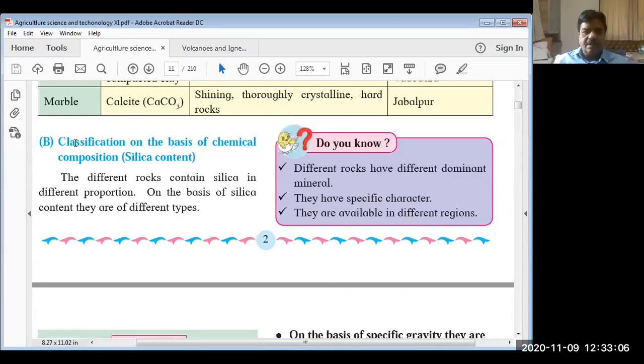Now we can classify the rocks on the basis of their chemical composition.